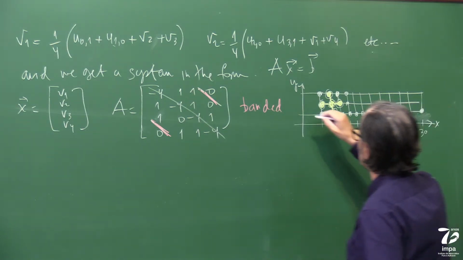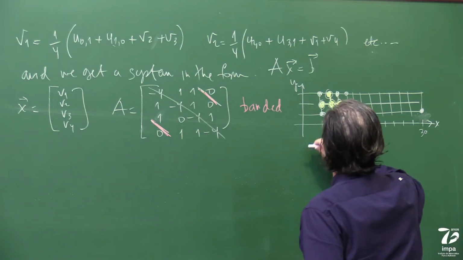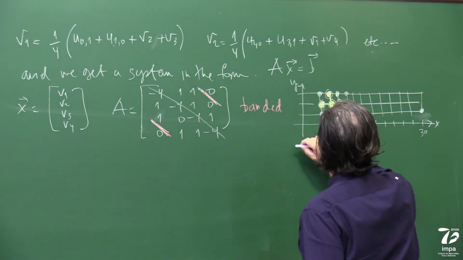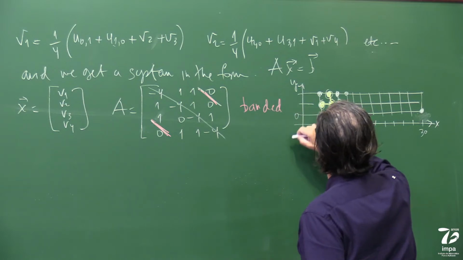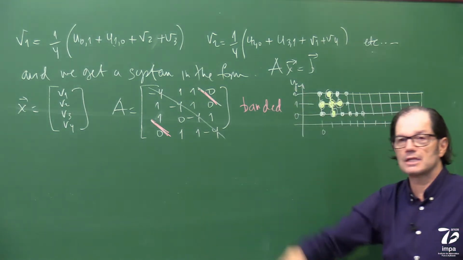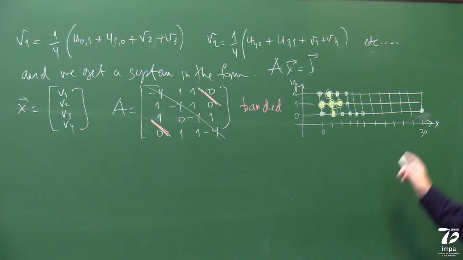This is like 30, right? It's like 0, 0, 1, 2, just a little bit of a reference number. It's not really the coordinate, but it's like a number, okay? So what is the best way to number these nodes?